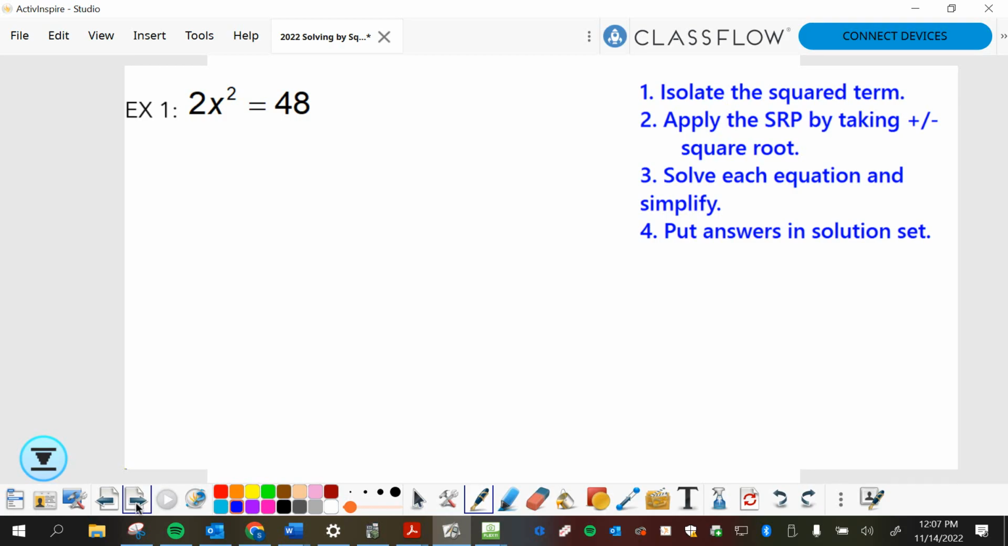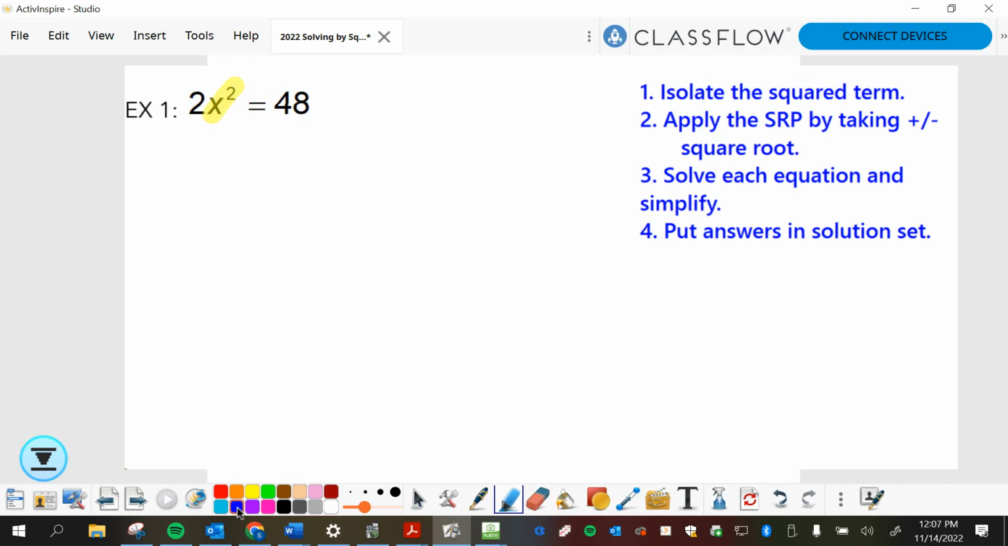Okay, example 1. So we want to isolate the squared term. So you got to make sure you know what that is, first of all. What is being squared? What's the squared term? Ooh, so it's either 2x squared or it's just x being squared. It's actually just the x that's being squared.